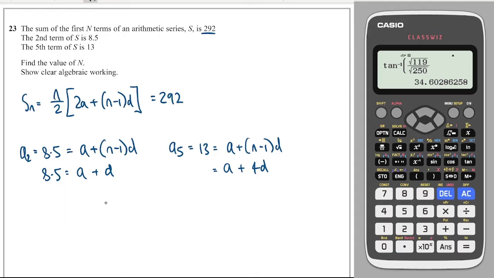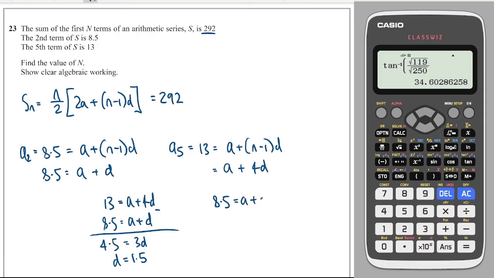Okay, let's solve a simultaneous equation then. So I've got 13 is equal to a plus 4d, and I've got 8.5 is equal to a plus 1d. I'm going to subtract these two equations, and that's going to give me 4.5 is equal to 3d, so therefore d is equal to 1.5. And if d is equal to 1.5, a plus d, so a plus 1.5 is equal to 8.5, so a is equal to 7.